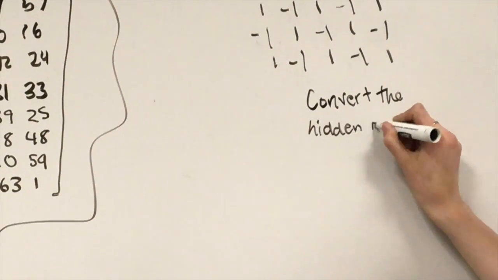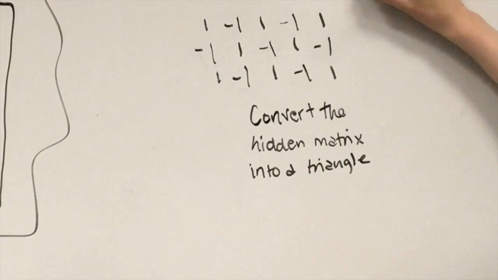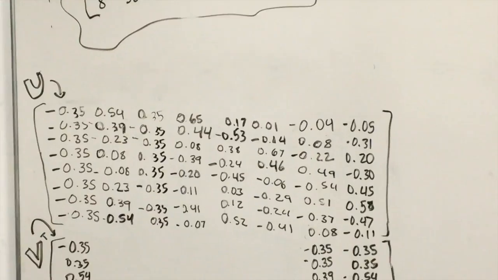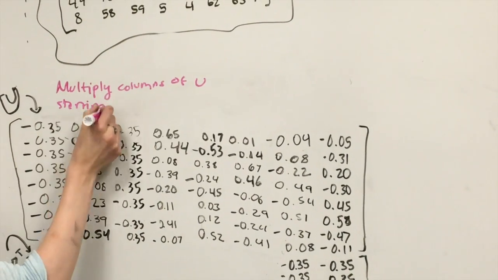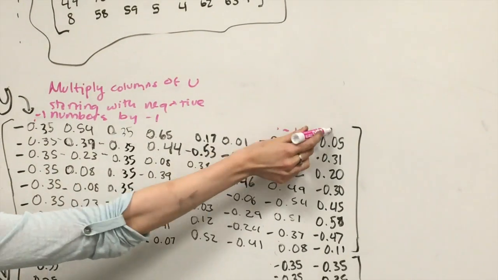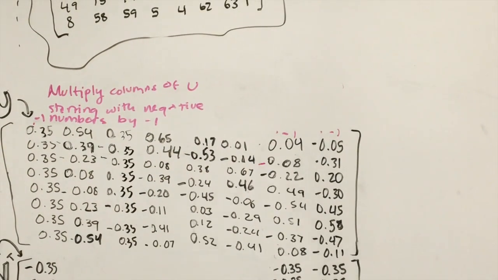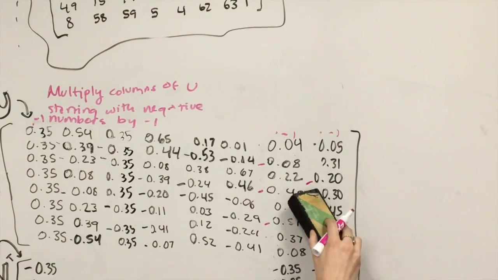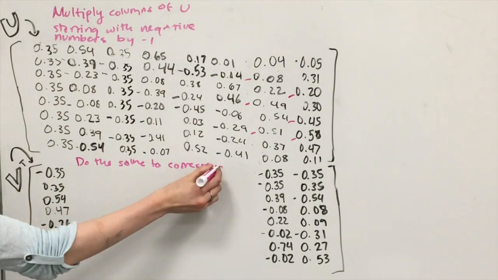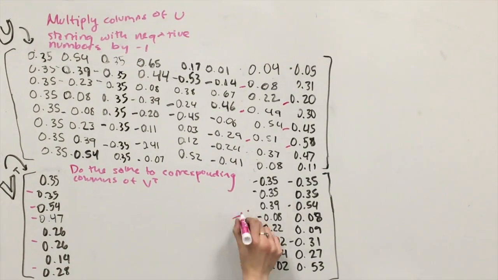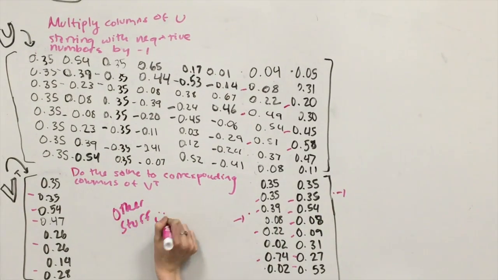The next step is to convert this matrix to a triangle. This seems super arbitrary, but you're going to use it later. Bergman's method is not error-free. To make errors easier for the decoder to catch, multiply columns starting with negative values by -1. To make sure multiplication stays the same throughout the process, do the same to the V-transpose matrix.